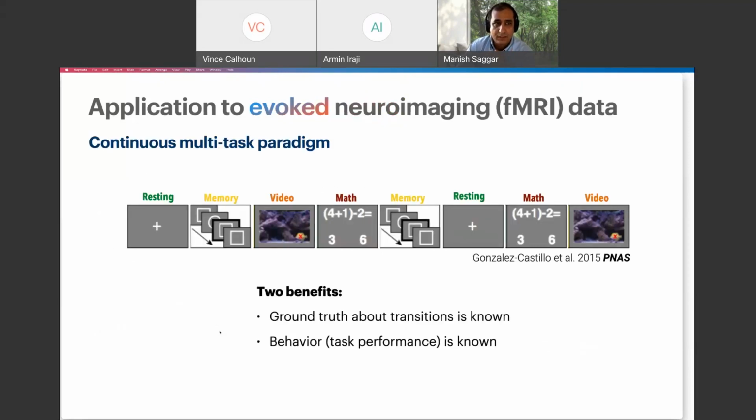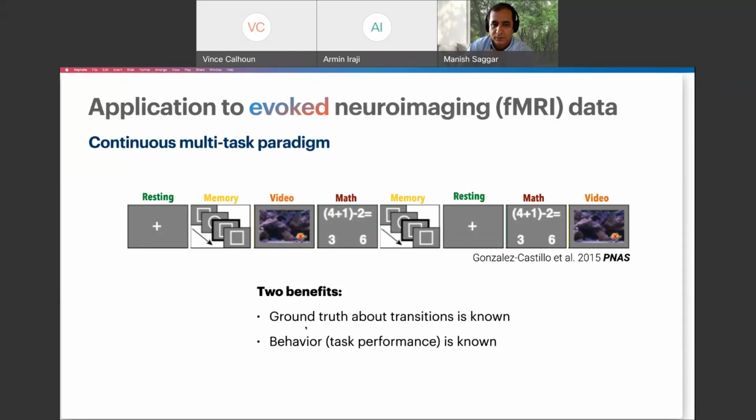So with the evoked fMRI data set, this is where we use Peter Bandettini's data from his lab, where Javier Gonzalez-Castillo did this experiment where they had people come into the scanner, lie down for about 25 minutes, and while they're lying down, they were given multiple tasks in block design, but there was a continuous multitask paradigm, meaning they went from one task to the next within one session without stopping the scanner.